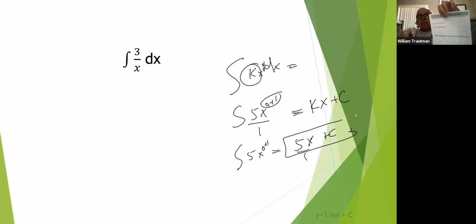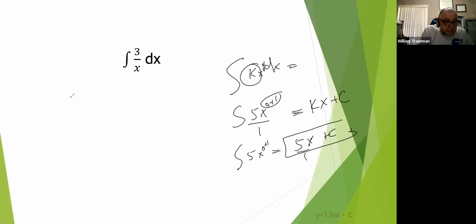The integration of 5 is 5x, right? And when we took the derivative of x, it is 1. Plus c, we don't know what that constant is.